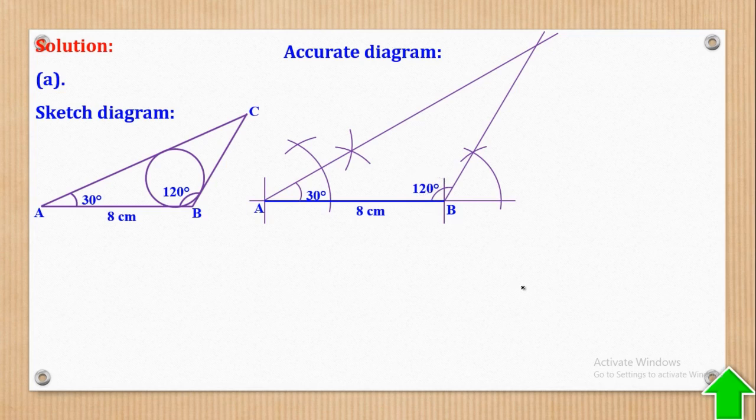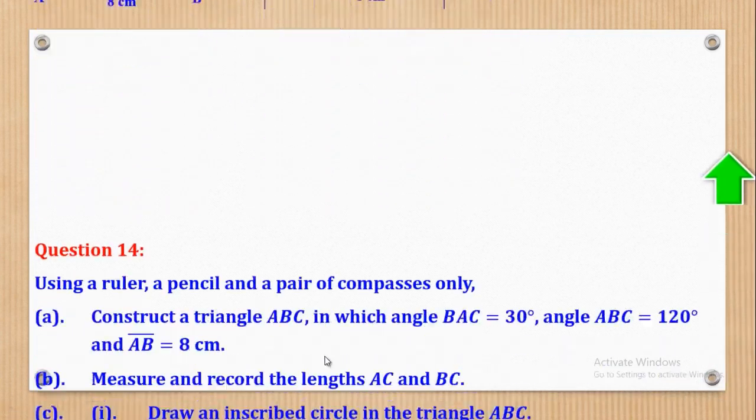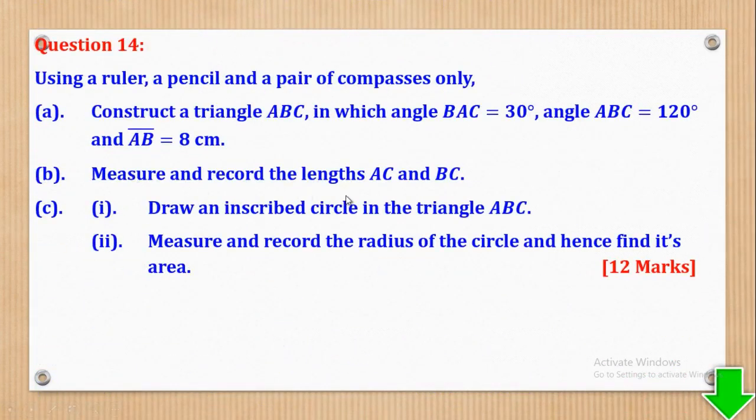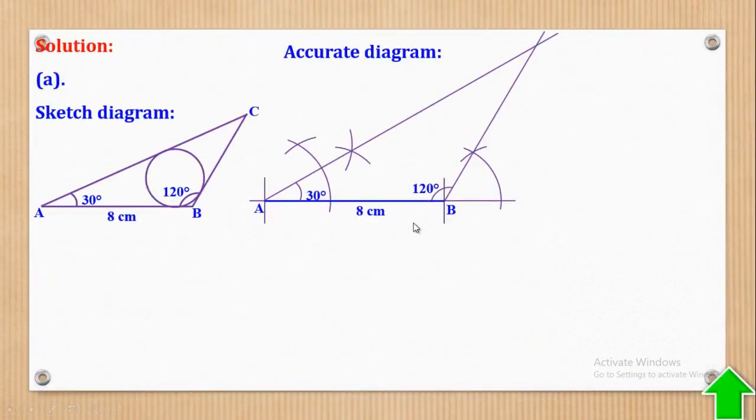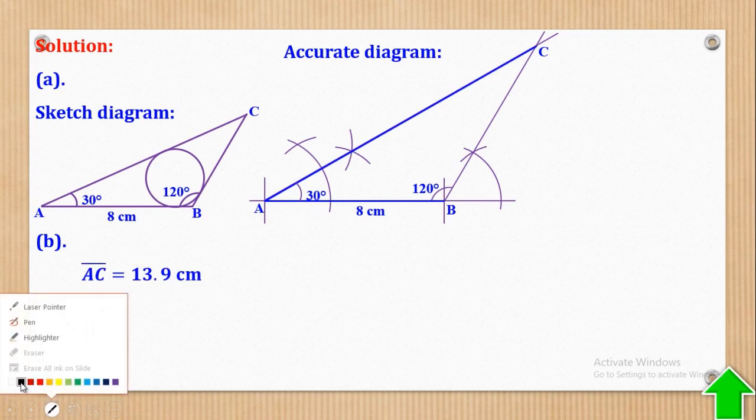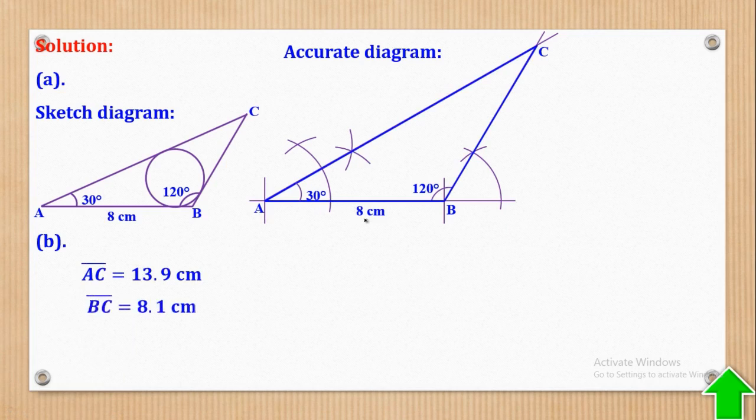But they told us in part B, if you look at part B, they want us to measure SC and BC. So you come here and say that the required value, that is point C, therefore SC will be 13.9 centimeters. What about BC? BC will be 8.1 centimeters.